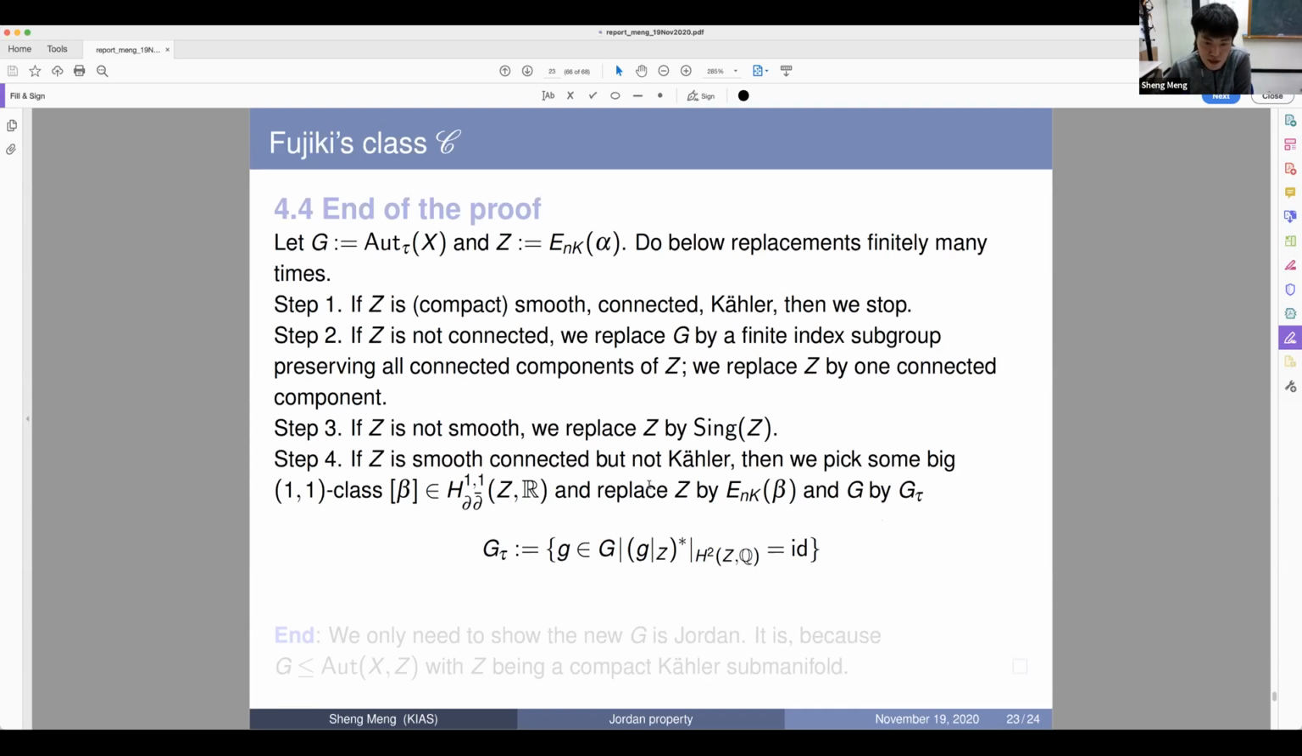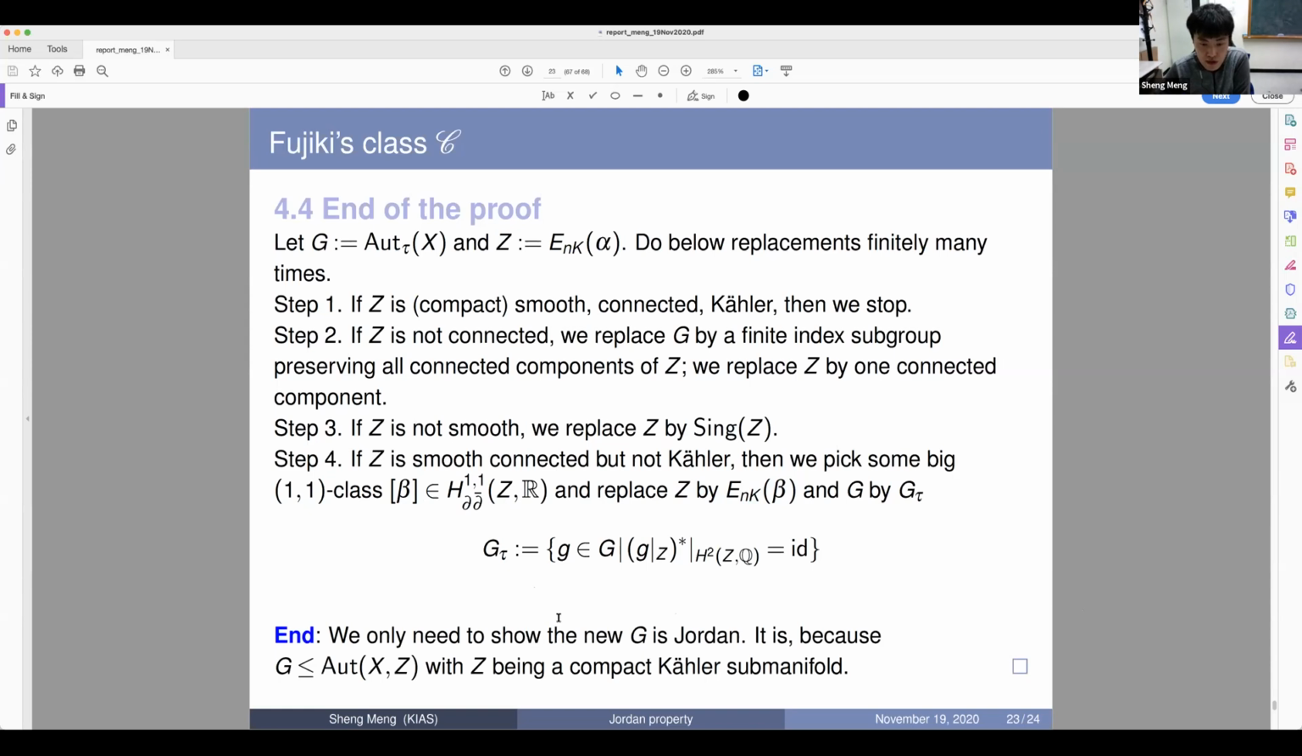Of course, this replacement may not be satisfied in one step. If we replace Z by the non-Kähler locus of beta, and Z is smooth, this part may not be smooth. So we need to run step 1 or step 2 several times. But each time the dimension decreases or the connected components decrease. So with finitely many steps, we can end up with step 1. Now we only need to show that our new G is Jordan, and it is because.